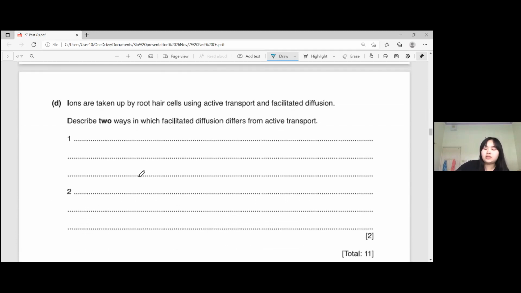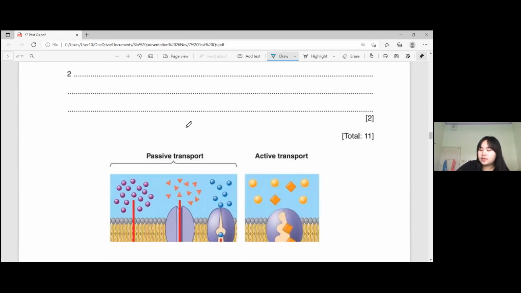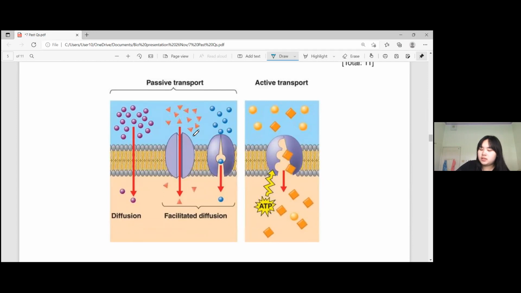So next question. Ions are taken up by root hair cells using active transport and facilitated diffusion. Describe two ways in which facilitated diffusion differs from active transport. In this question, we just need to talk about the facilitated diffusion. There's a diagram here. This part is facilitated diffusion, and this is active transport.